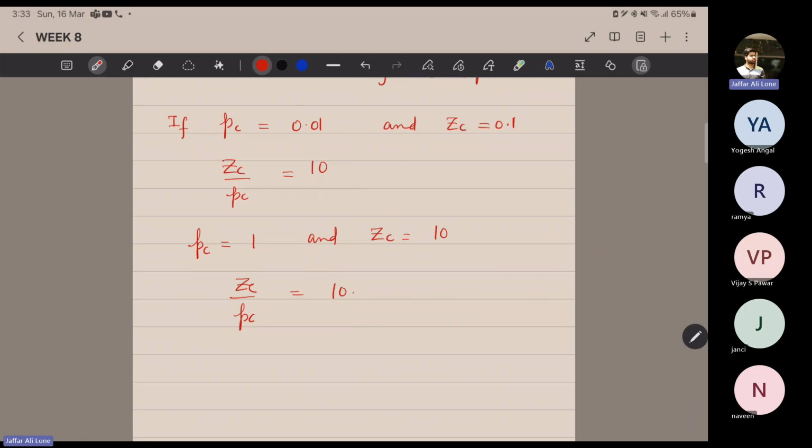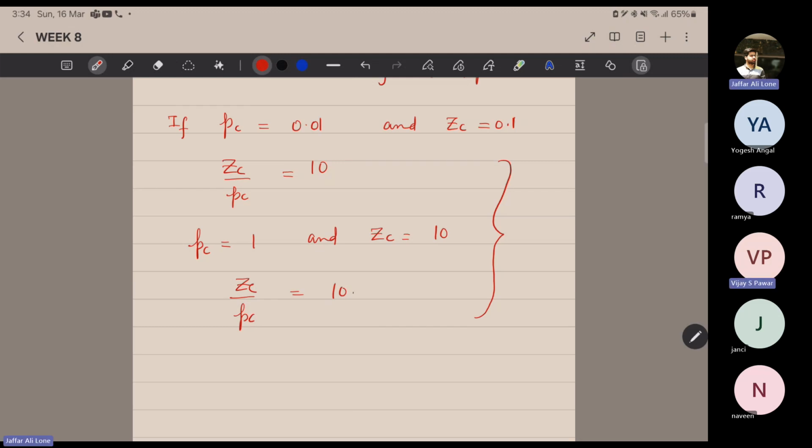The ratio is 10 again, but we cannot choose this combination. Why? Because this will impact the transient response. It will distort the transient response, right? But they are not close to each other. Yes, but both these combinations will improve the steady state response.